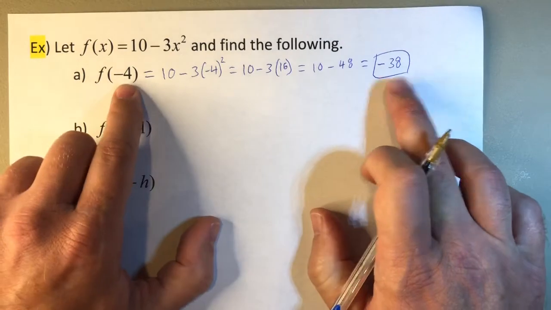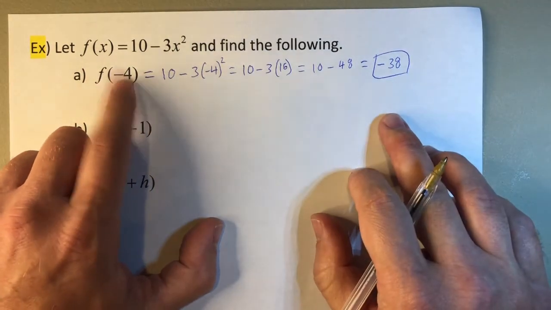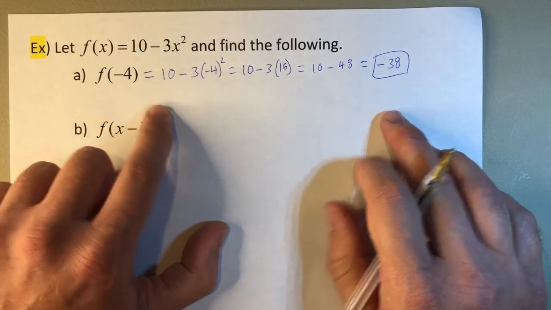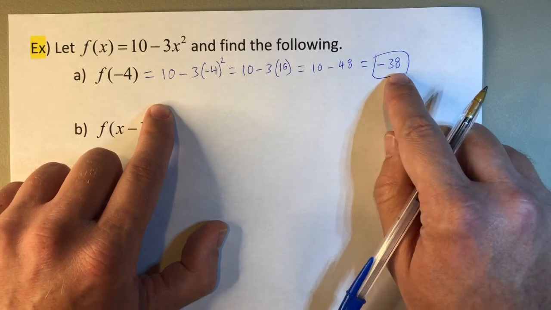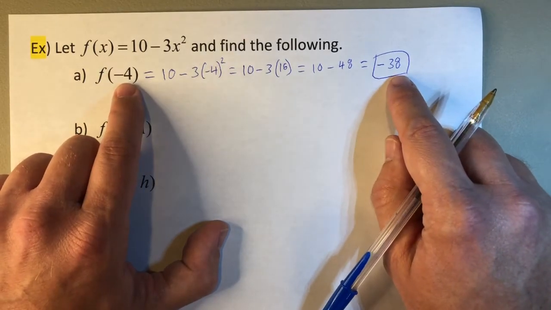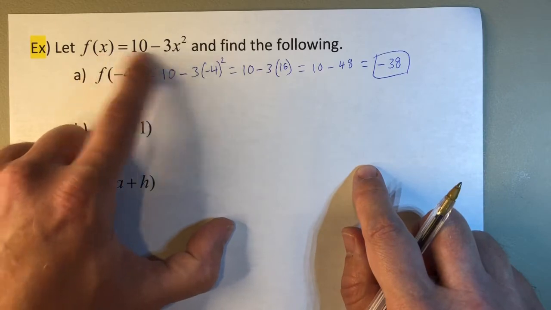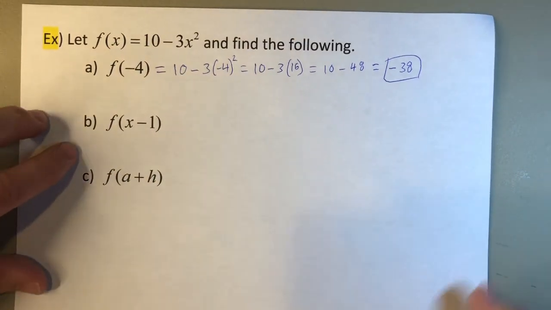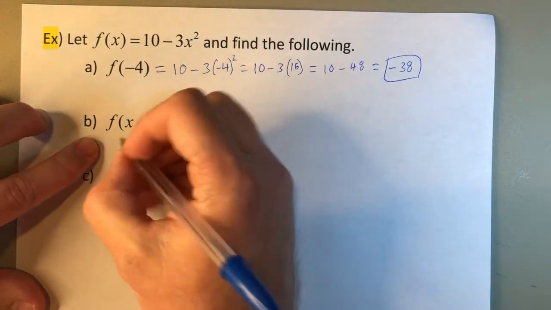So what this really means is that when x is equal to negative 4, the corresponding y coordinate is negative 38. It's an actual ordered pair, a point, on the graph of this quadratic function. All right, what about letter B? f of x minus 1.